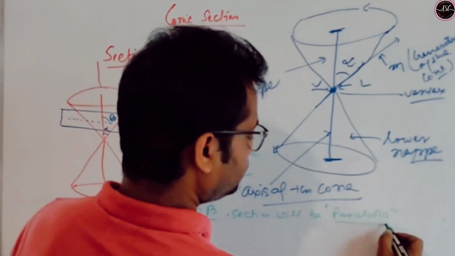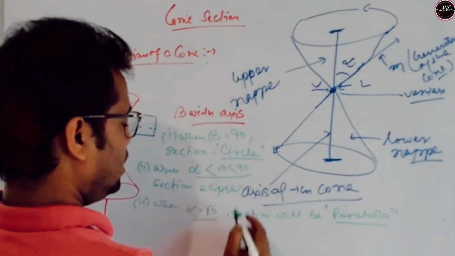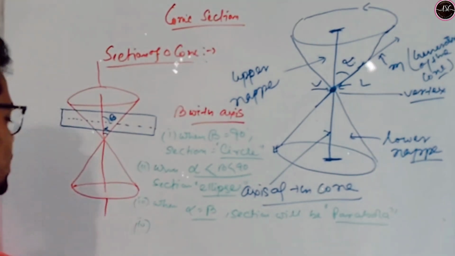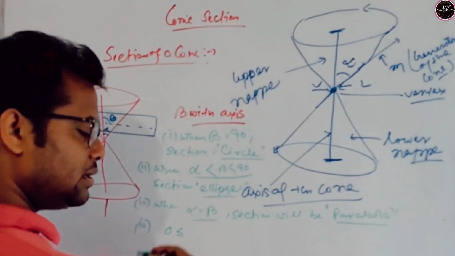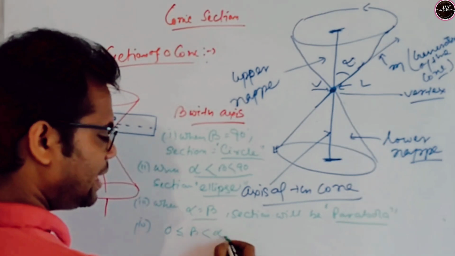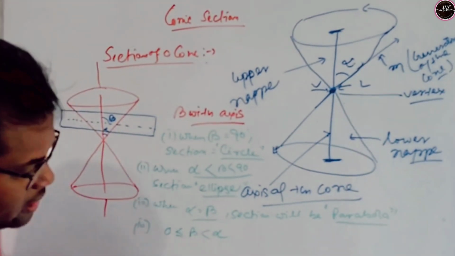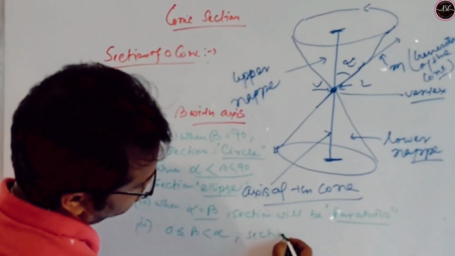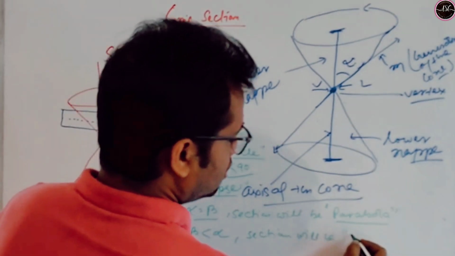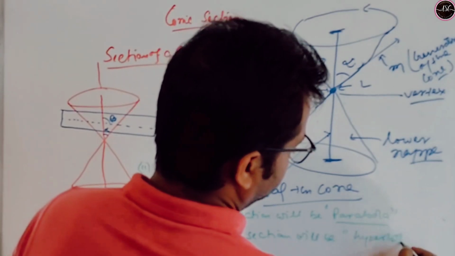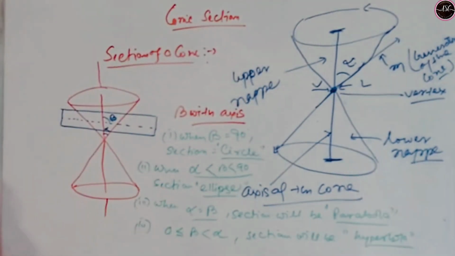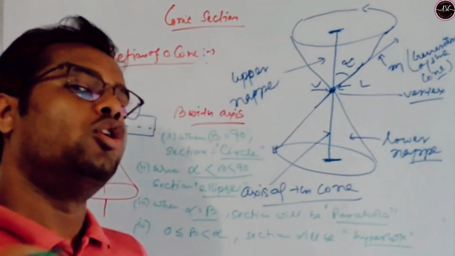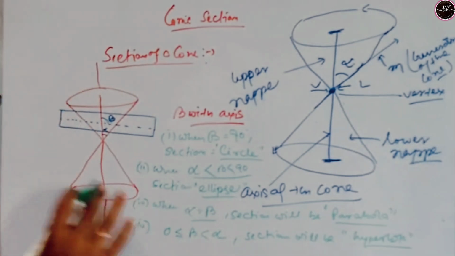Okay, here circle, here ellipse, and here parabola. And the last one is when beta is either 0 or less than alpha. Okay, that means the value of beta less than alpha or 0, then the section will be hyperbola. Okay, so this should be remembered. By this condition we will learn or solve various problems in this chapter. Okay, this is the main concept.